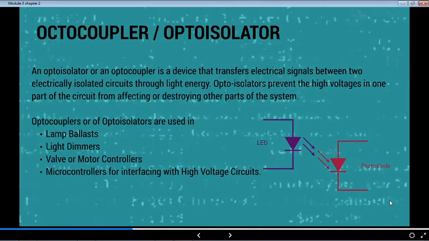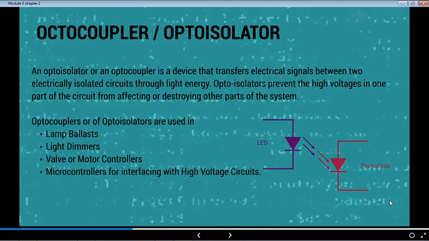Now after studying the 7 segment display, let's go to the optocoupler or opto-isolator. An opto-isolator or optocoupler is a device that transfers electrical signals between truly electrically isolated circuits through light energy. Opto-isolators prevent the high voltage in one part of the circuit from affecting or destroying the other part of the system. You can see the diagram to understand how exactly the optocoupler works.